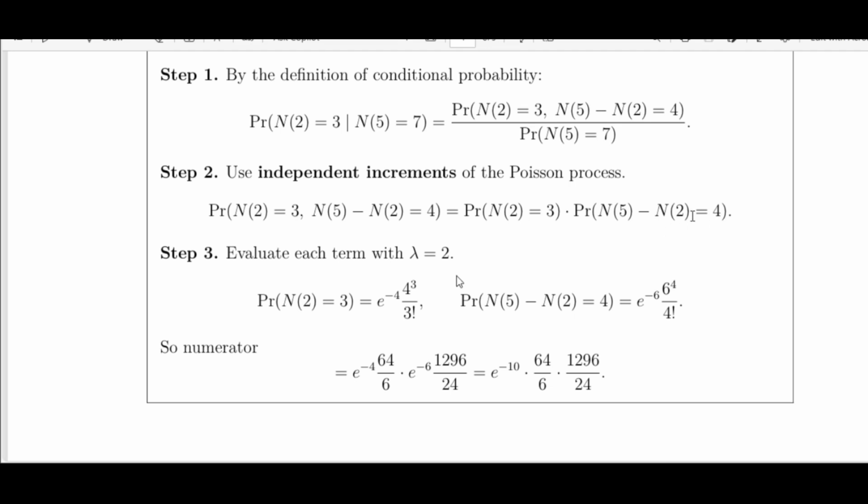Let's see with lambda equal to 2. The first probability gives us this, and the second one gives us that, so the numerator is the multiplication of these two separate probabilities. Remember, in a Poisson process the mean is lambda t. Here t is 2, so 2 times 2 gives us 4. And 5 minus 2 is 3, so 3 times 2 gives us 6. That is why we have 6 over here. Don't be confused.